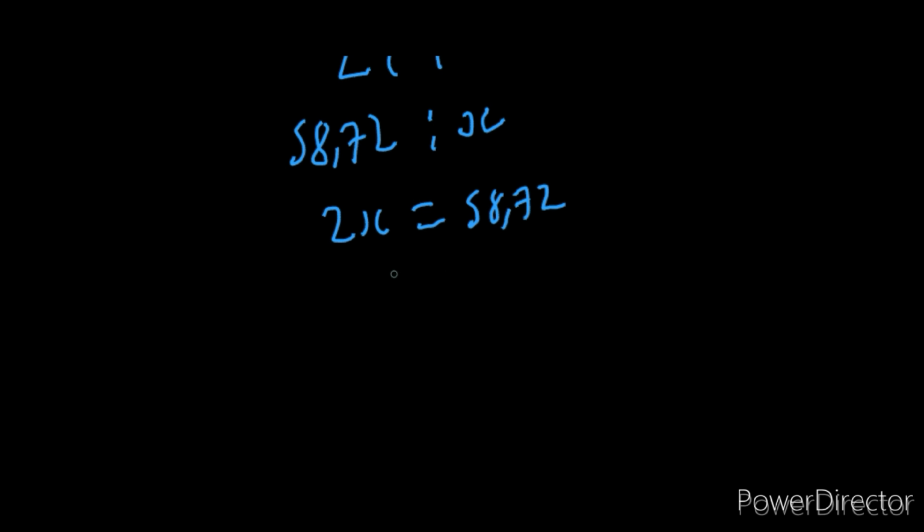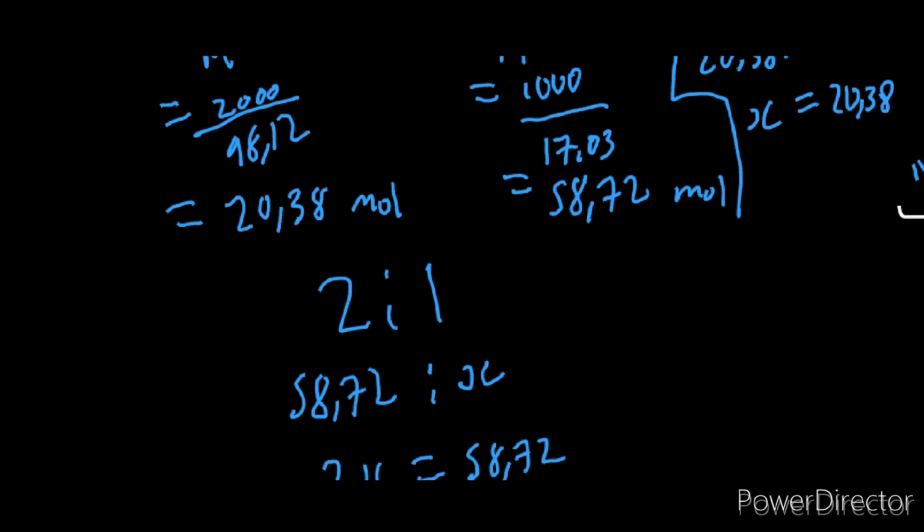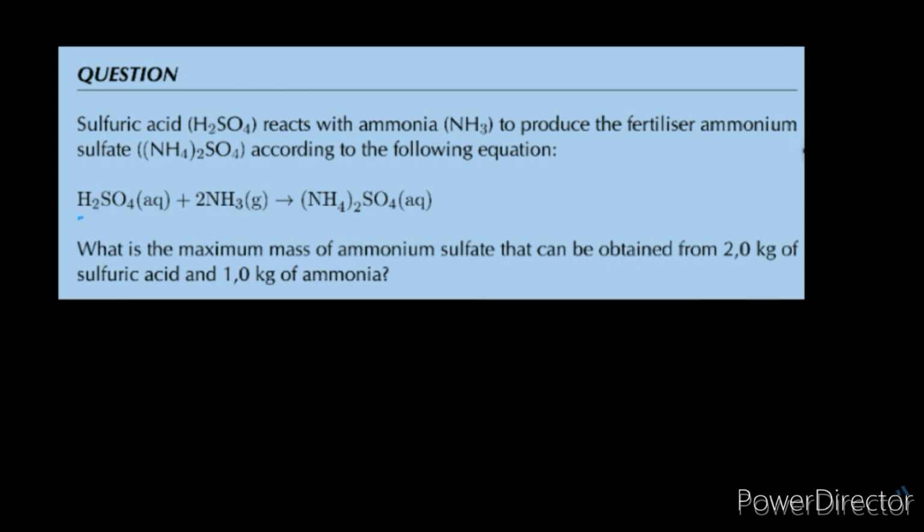So it means we're not done. We have to solve for X. So when you divide both sides by 2, we're going to end up getting 29.36. So that's what we have. I want you to notice that this one produces 20.38 moles of ammonium sulfate, while this one produces 29.36 moles of ammonium sulfate.